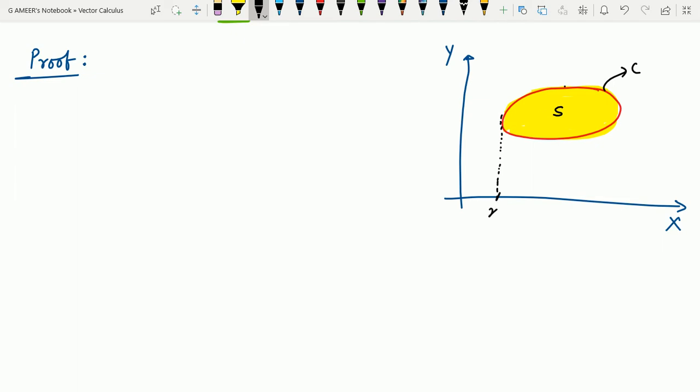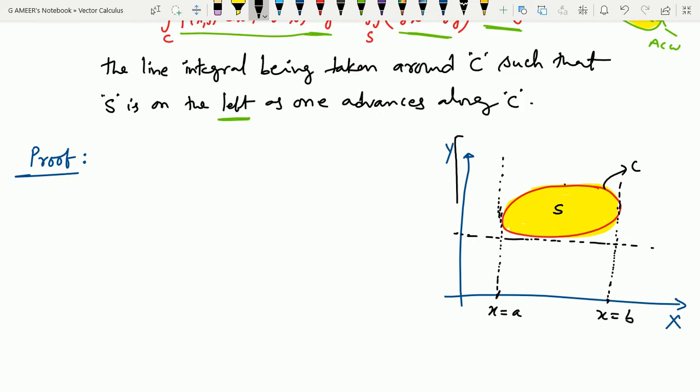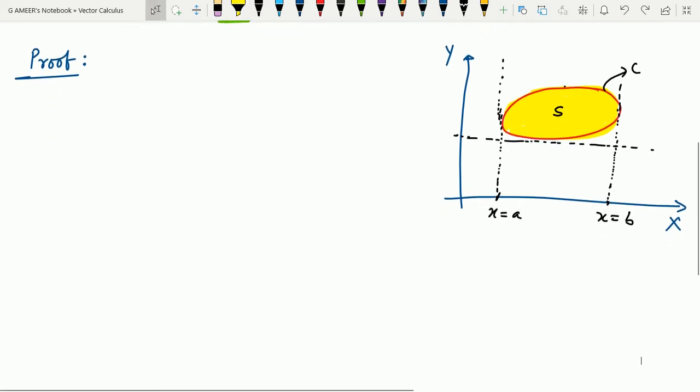Let's say this is the point where x is equal to a, and this is the line x is equal to a. This is the line x is equal to b, and this is the line y is equal to some c, and this is the line y is equal to d.